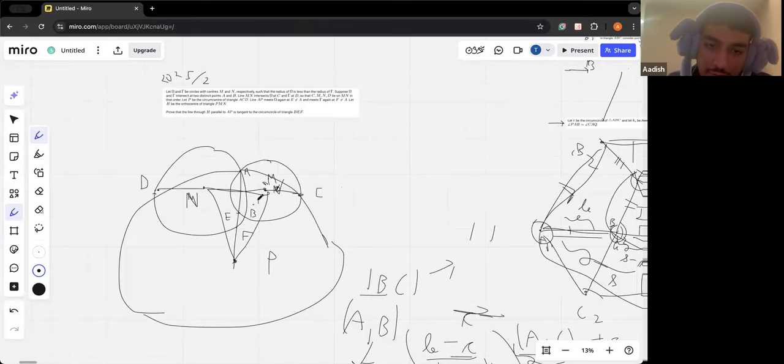So H is the orthocenter of PMN. H parallel to AP. Okay, how do you do this problem? What thing should we take as our unit circle? There are 3 circles in this problem. We finally have to think about this.